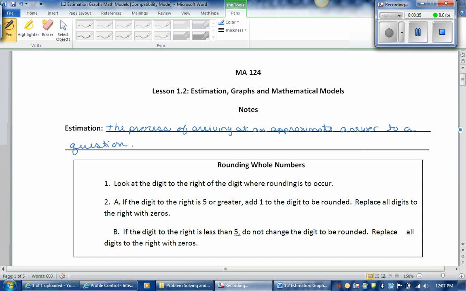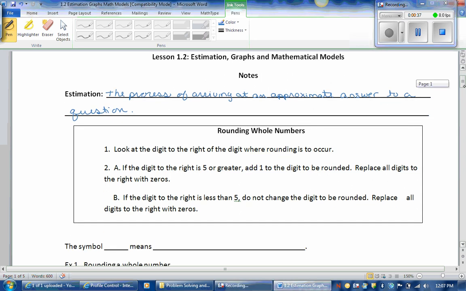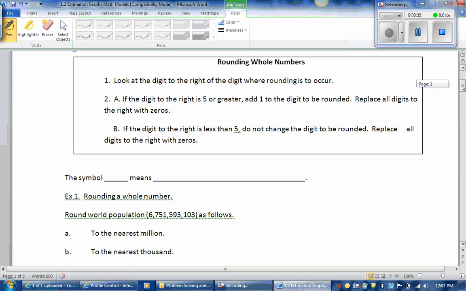When we start talking about rounding whole numbers, it's just a little bit of review. When we round a whole number, we look to the digit to the right of the digit where we want the rounding to occur. If the digit to the right is 5 or greater, we add 1 to the digit being rounded and replace all the other digits with 0. If the digit to the right is less than 5, we don't change the digit being rounded and we replace all the digits to the right with 0.